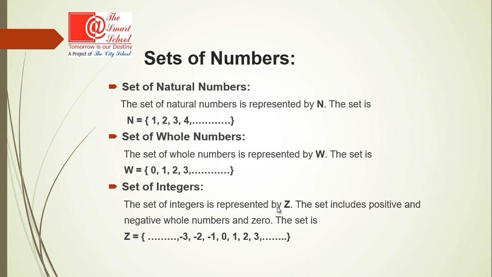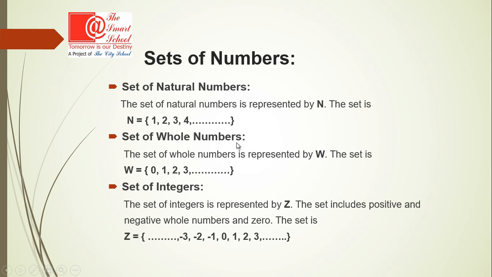Sets of numbers is actually integration of our previous learning of numbers to our current topic, sets. You are very much aware of all the types of numbers as natural numbers, whole numbers, integers, rational numbers, even and odd numbers, and prime numbers. But today we will discuss all these types of numbers as sets. Now, set of natural numbers. The set of natural numbers is represented by N, and the set is 1, 2, 3, 4 and onwards.